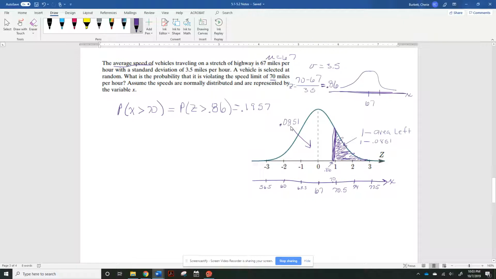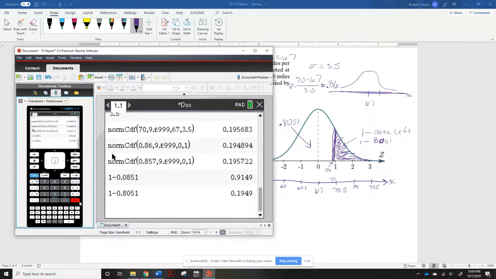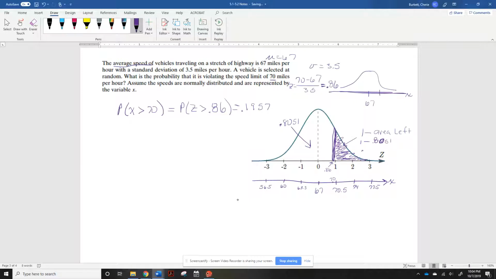So this number is 0.8051. This is 0.8051. 1 minus 0.8051 is 0.1949.